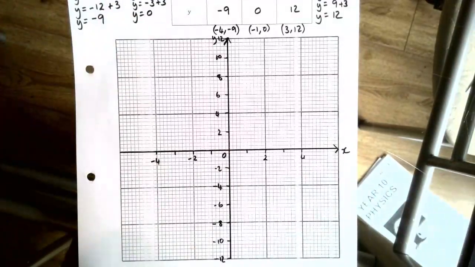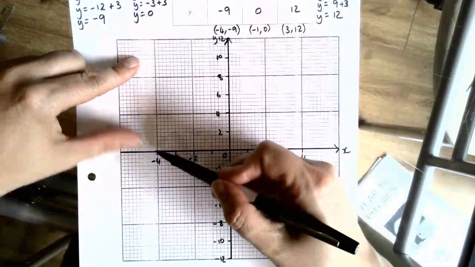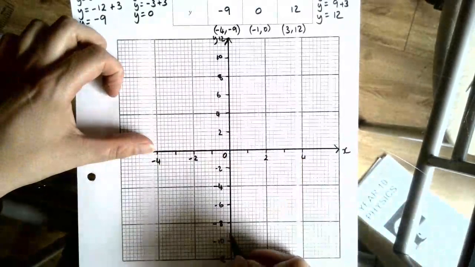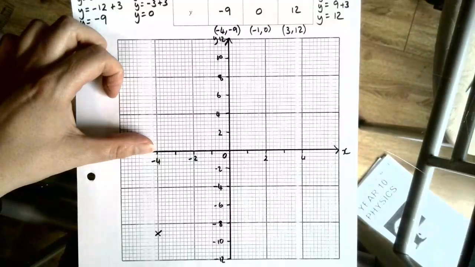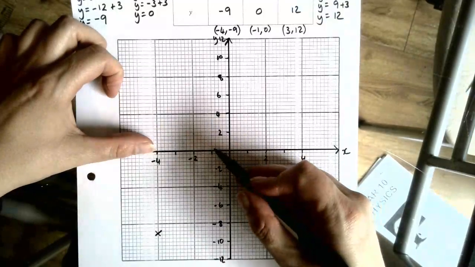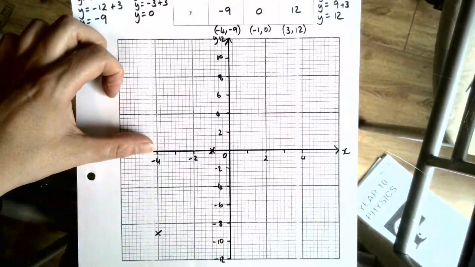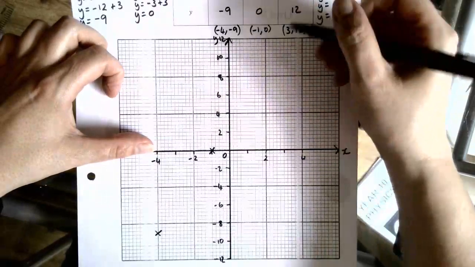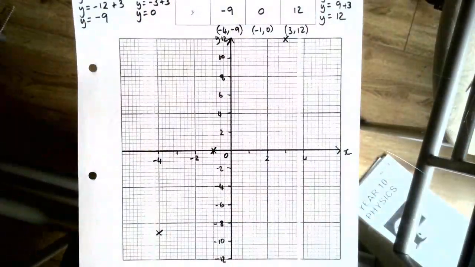So let's start plotting our points. So minus 4, minus 9: minus 4 on my x-axis, and then minus 9 on my y-axis. Minus 9 is actually going to be here, which is a wee half a square down. So there's that one. Minus 1 on my x-axis and 0 on my y-axis, and then 3, 12, so 3 all the way up here to 12. Okay, so there's my 3 points.